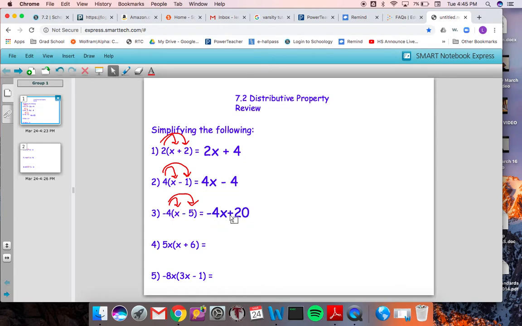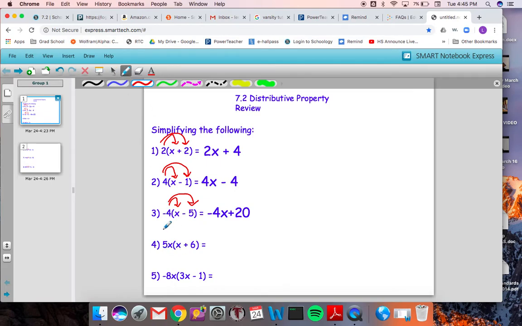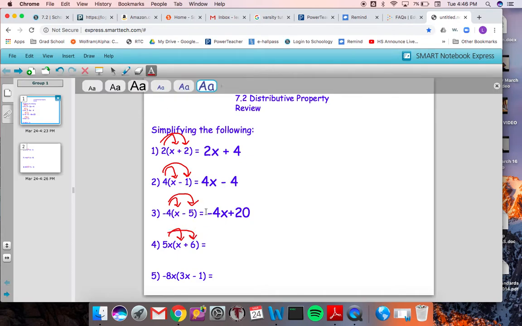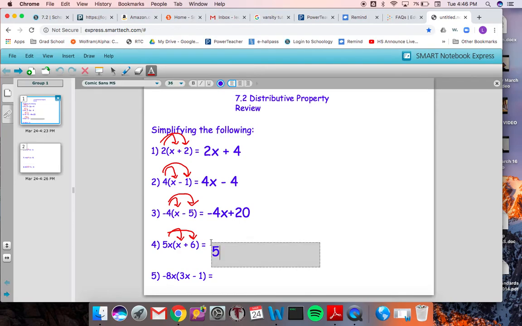Okay, now using what we did before we were out of school a couple weeks ago, we have 5x times x. So remember, when we multiply, this is when we change exponents. When you add and subtract, you do not change the exponents. When you multiply, you change the exponents. So this is 5x times x, and then we're going to do 5x times 6. So it is 5x squared, and then plus 30x, because it's 5x times 6.